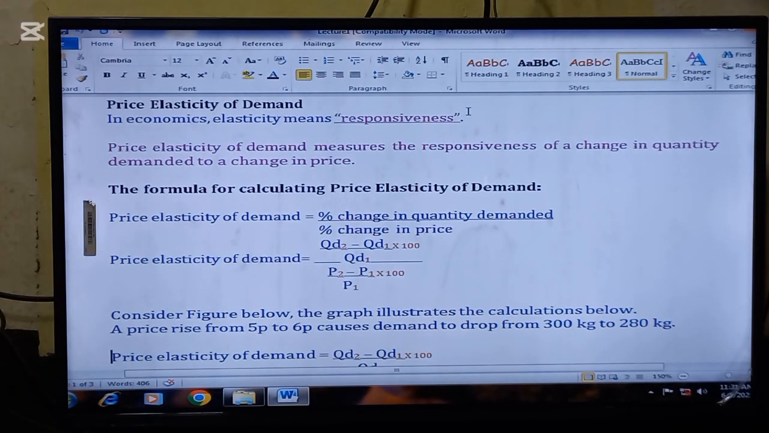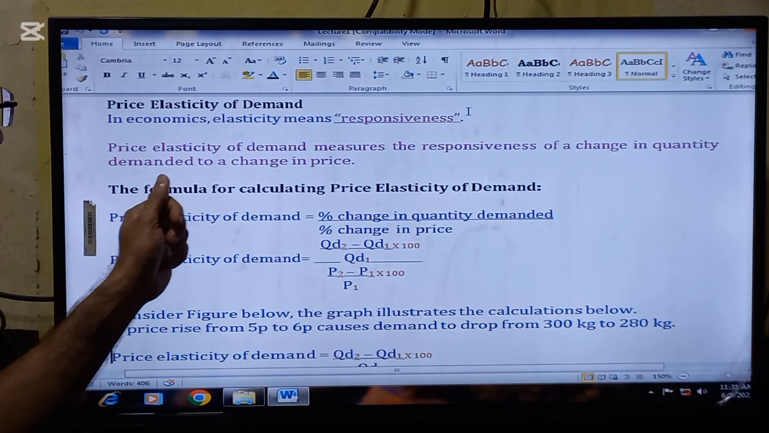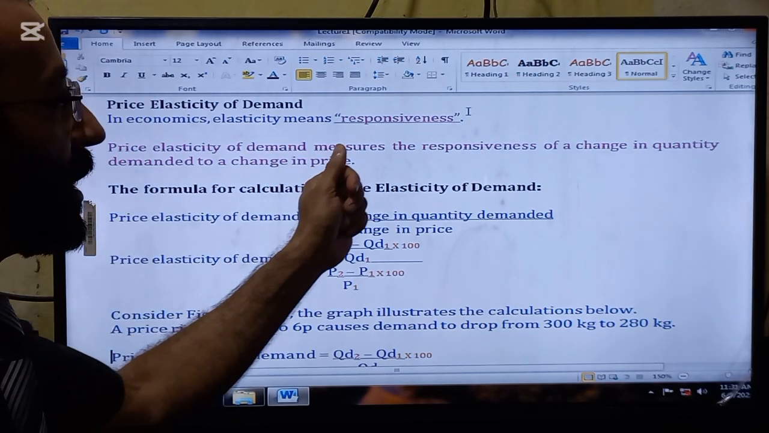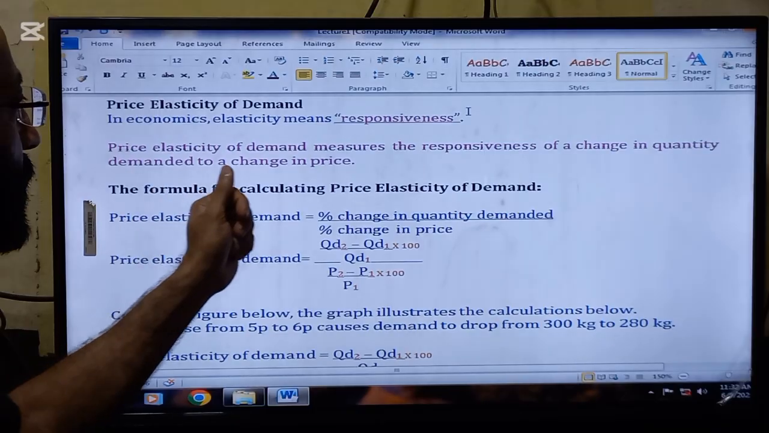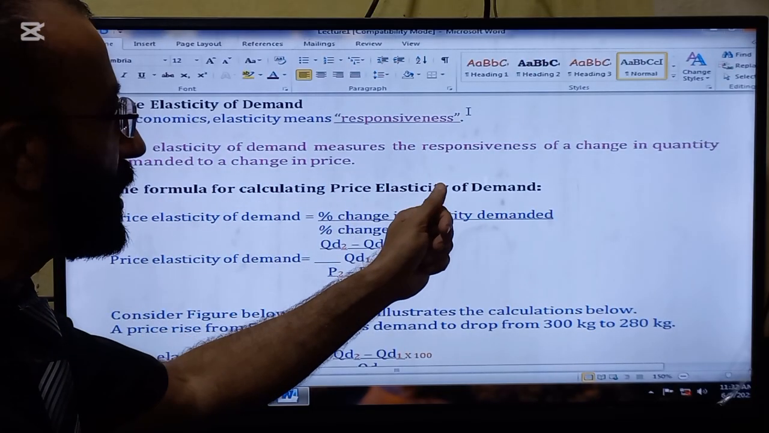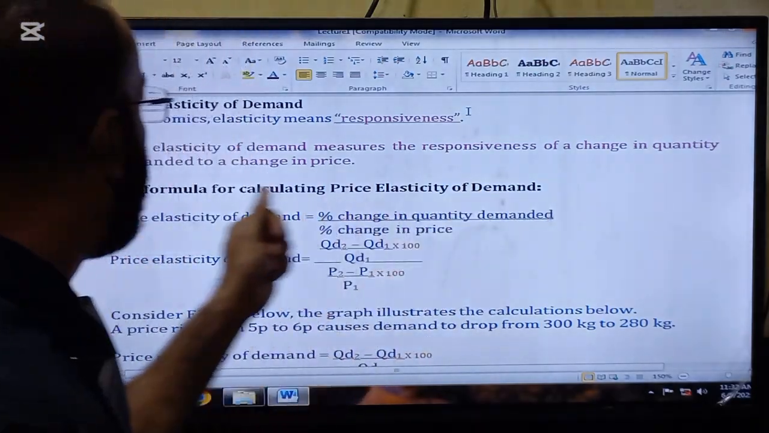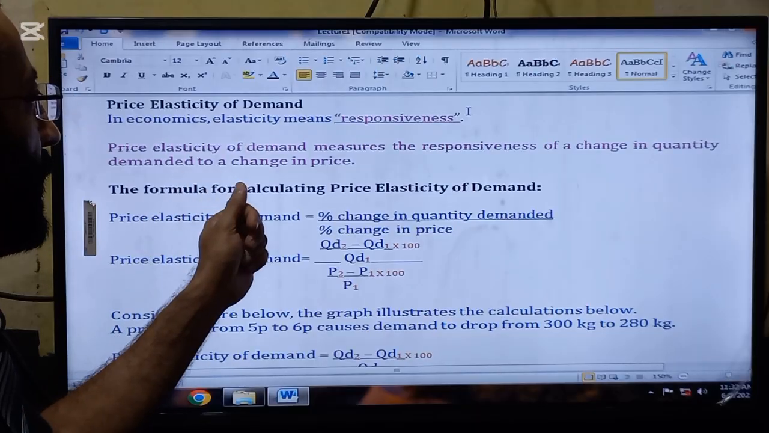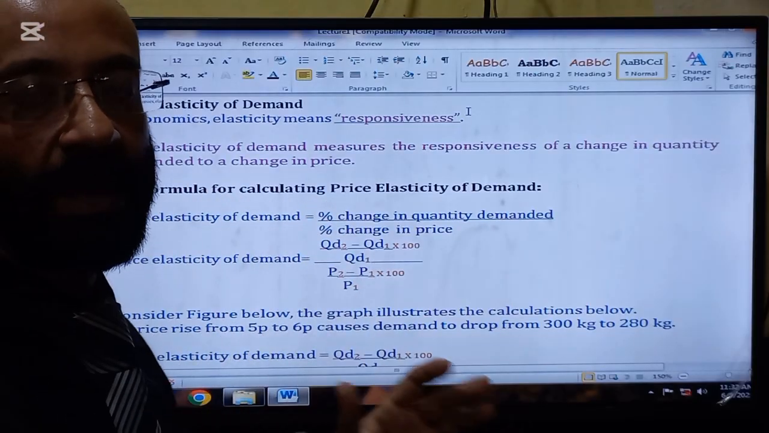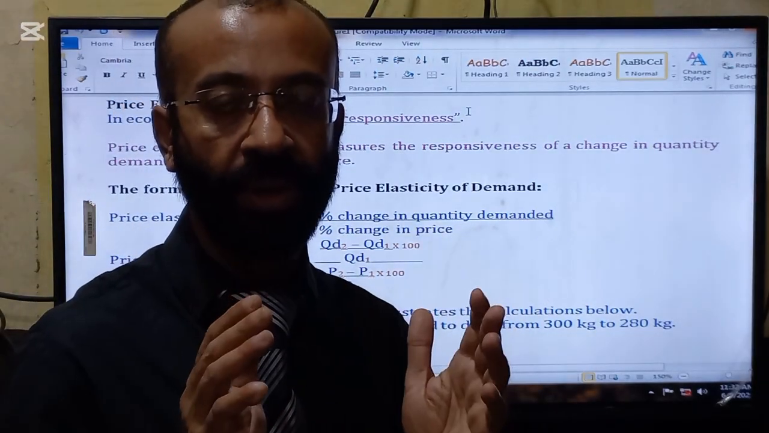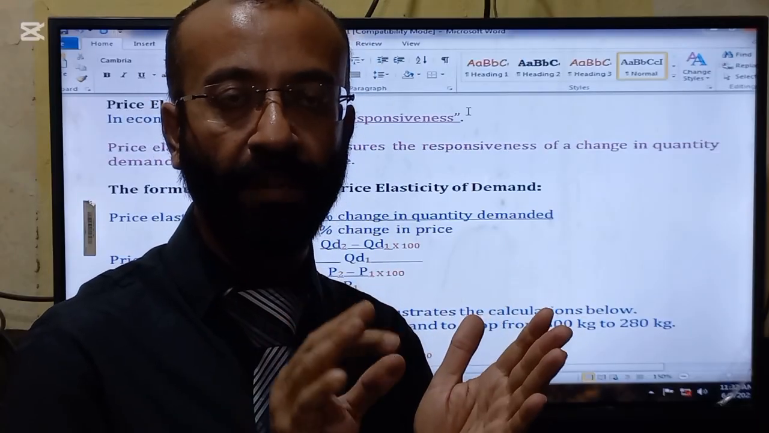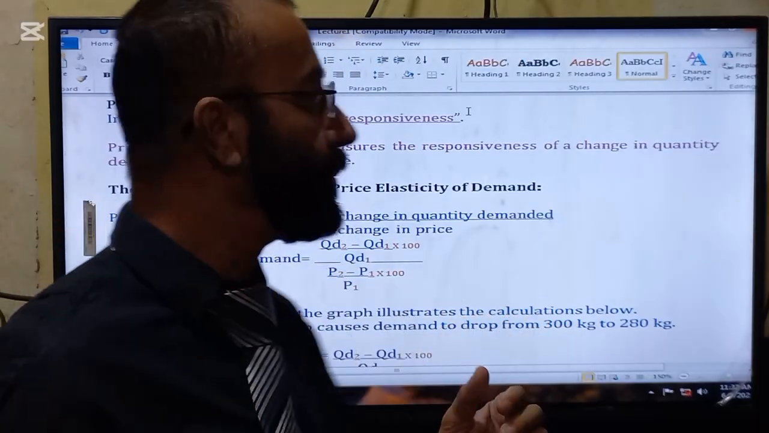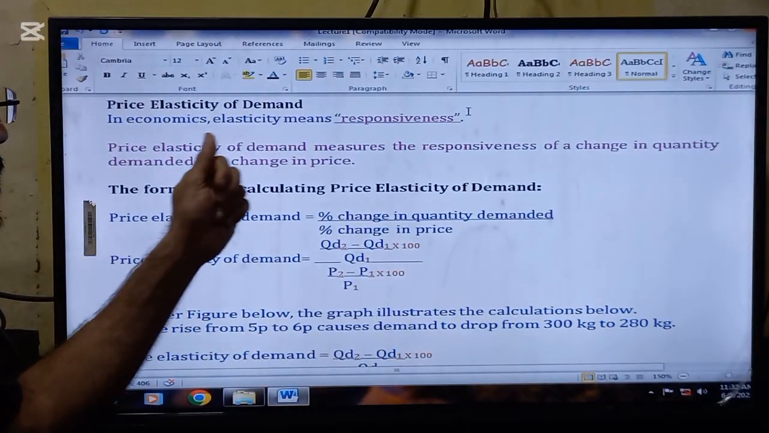So concentrate yourself. In economics, elasticity means responsiveness. Price elasticity of demand measures the responsiveness of a change in quantity demanded to a change in price. So this shows the change in the quantity demanded to a change in the price. So this is actually price elasticity of demand.